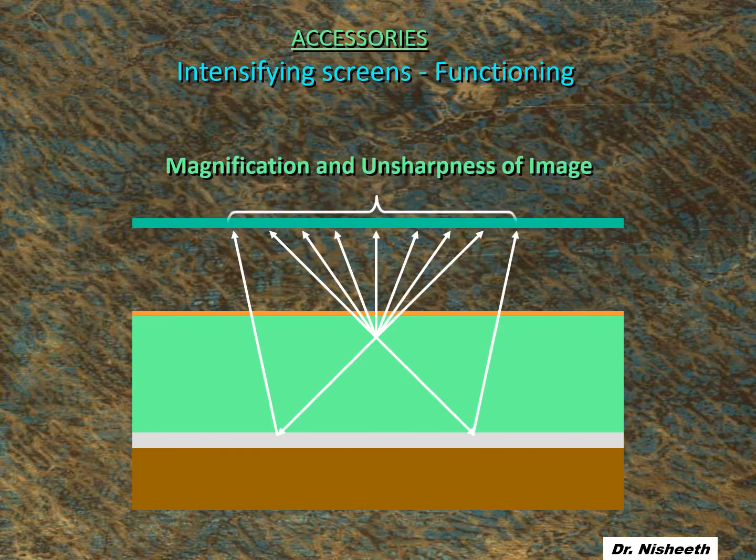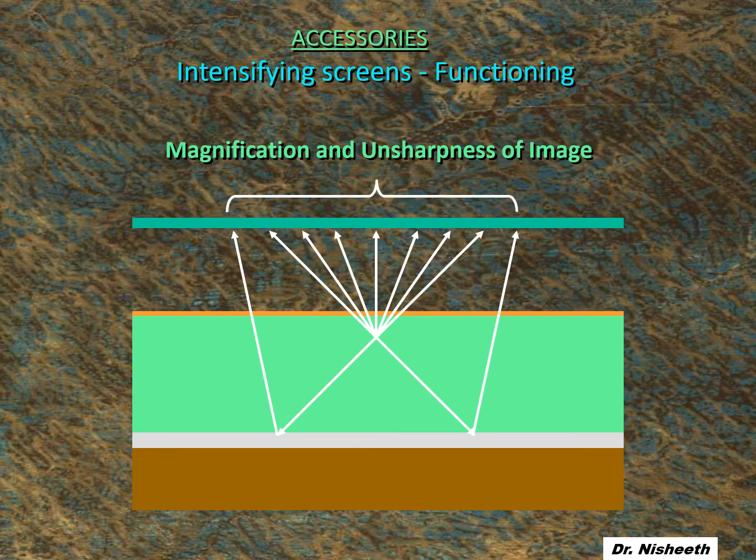But there is one problem in intensifying screens. What is the problem? One X-ray photon which was supposed to come and hit the X-ray film over here has exposed it over such a large area. So there is a magnification of the image and an unsharpness of the image. This is the price we are paying for reducing the radiation exposure. Mind you, nothing is free in this world. For reducing the exposure, we are paying by losing sharpness and gaining magnification.